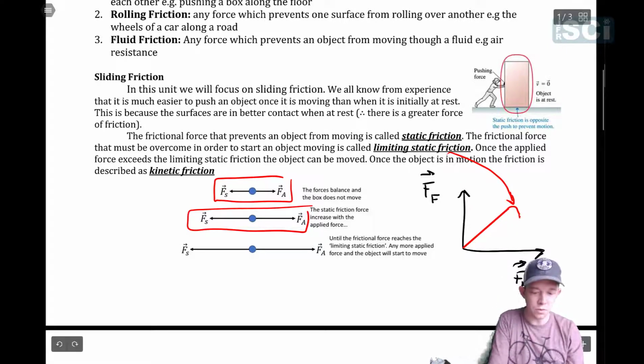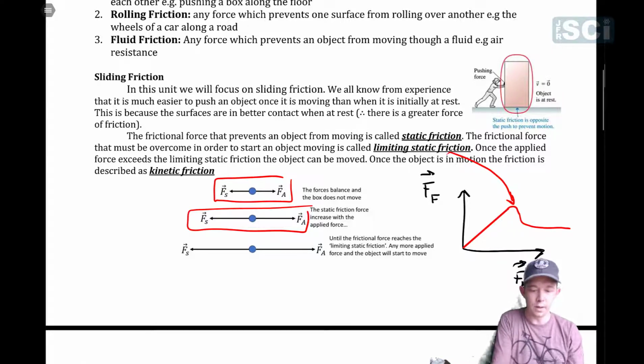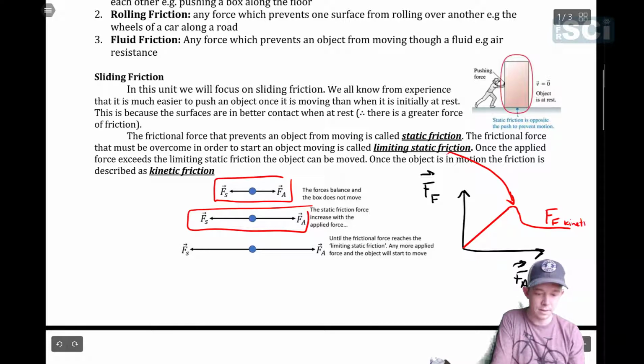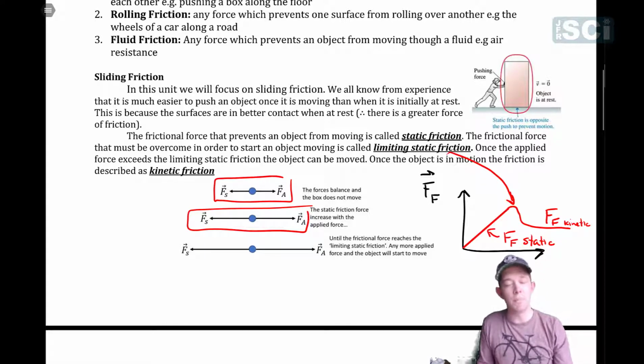And then it's going to drop down to a constant value. If I can draw it straight across, there we go. It's a constant value where we get our kinetic friction. So I'll write this as F, and I'll write kinetic. And then at this point here, this is what we'll call the frictional force, but we'll call it static. Okay, and then you have your limiting static friction at the very top of that graph there.